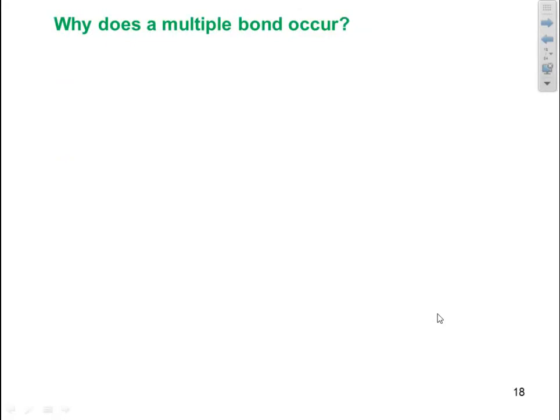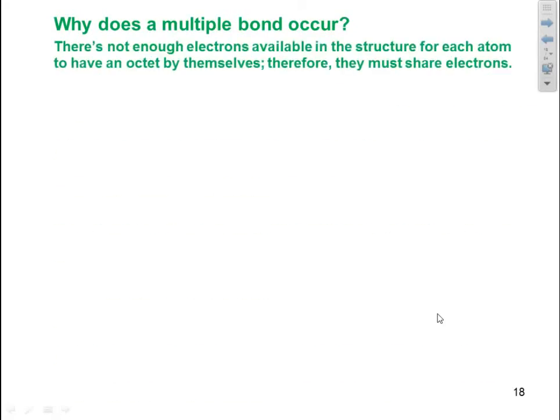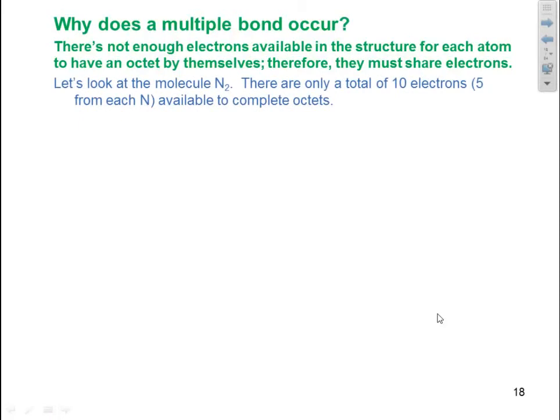Why does a multiple bond occur? There are not enough electrons available in the structure for each atom to have an octet by themselves. Therefore, they must share their electrons. Let's look at the molecule nitrogen, N2. There are only a total of 10 electrons available, 5 valence electrons coming from each nitrogen to complete octets.